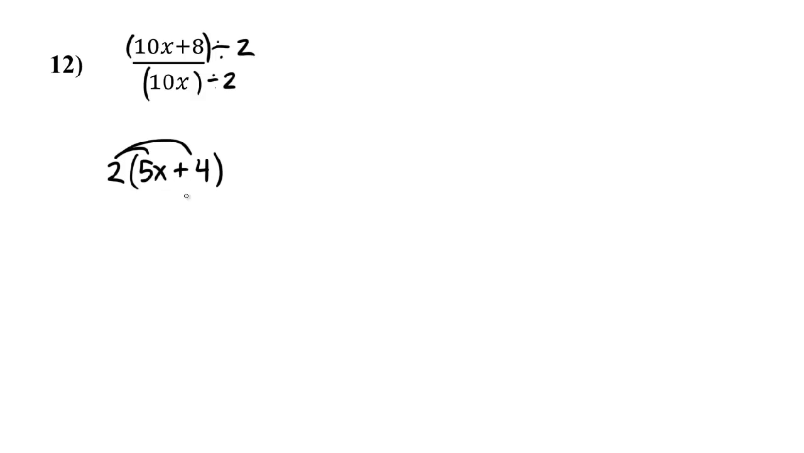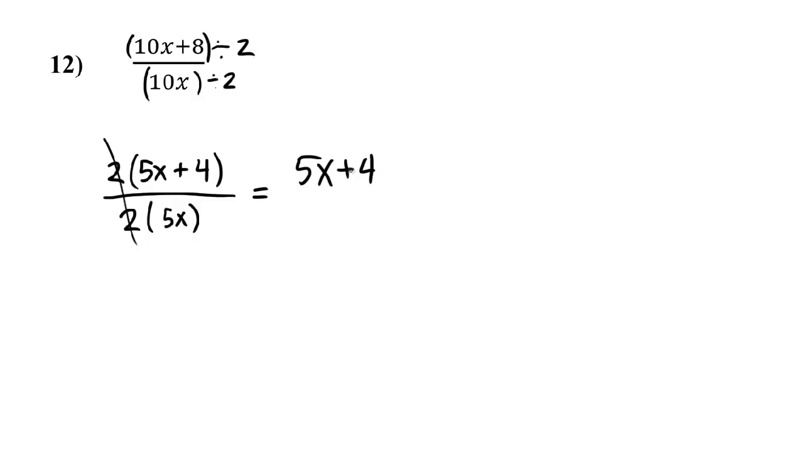If I were to distribute that back in, we would get back to the 10x plus 8, okay? So let me undo that. On the bottom, we divided that by 2, so we have a 2, and then we just have 5x left over. Okay, so now you'll notice that we have a 2 on top, we also have a 2 on the bottom. Anytime we have something on the numerator and something in the denominator that is the same, we just go ahead and cross them off. Alright, we are left with 5x plus 4 over 5x.